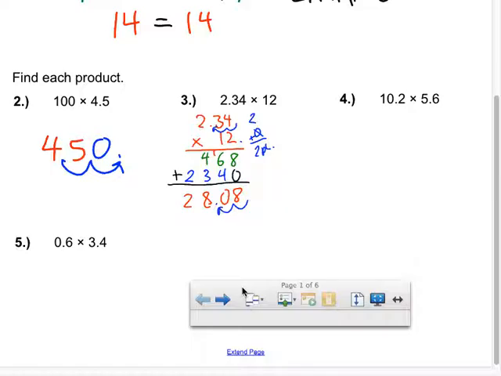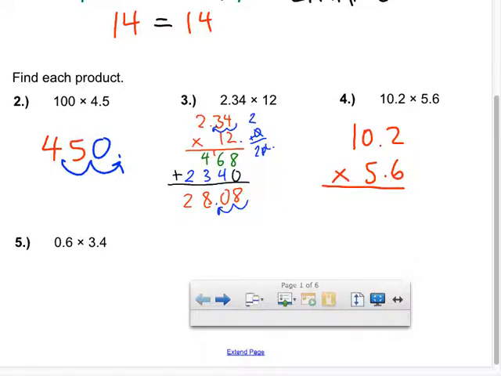Okay, let's verify. It sounds like somebody might have got a different answer, so let's check it out. I got 10 and 2/10. I'm going to multiply that by 5 and 6/10. Sorry, I said hundreds, didn't I? Now let's multiply this out.